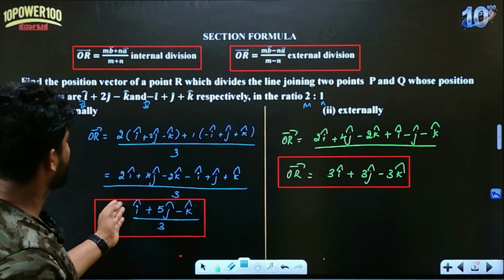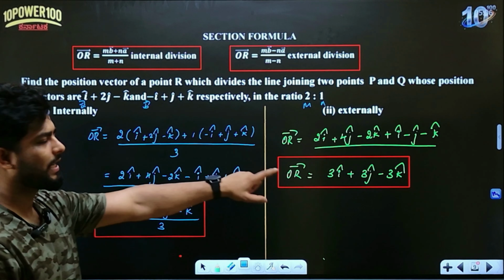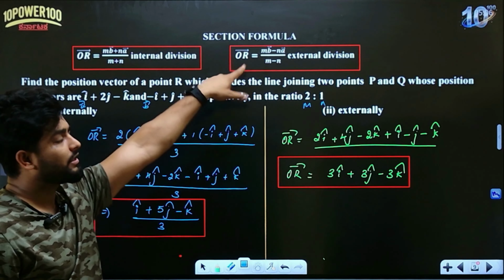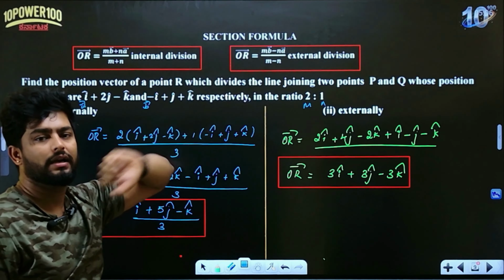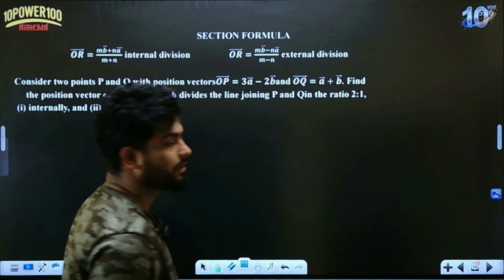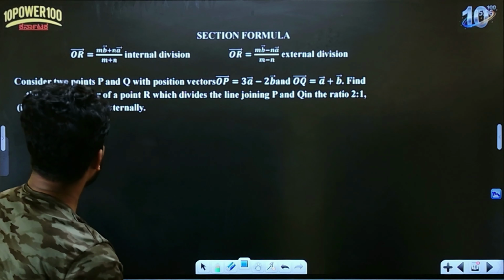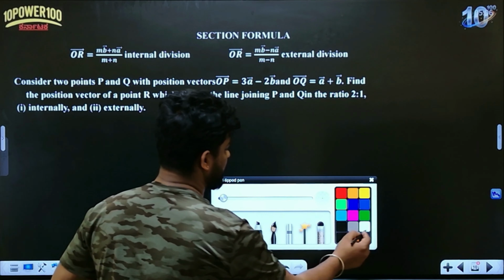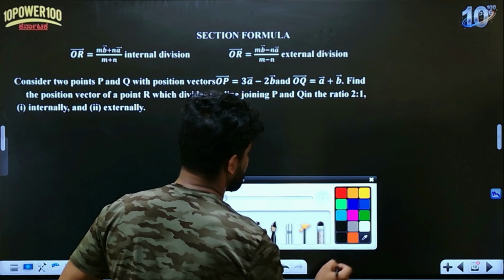So take the OR vector and the formula. Here you need to know the formula. For 3 marks, the derivation is not asked, but the external and internal division conditions can come, so you have to learn them carefully. Next, look at this question. We can't use the same formula; we need a little modification. Why we have to do the modification is very simple.